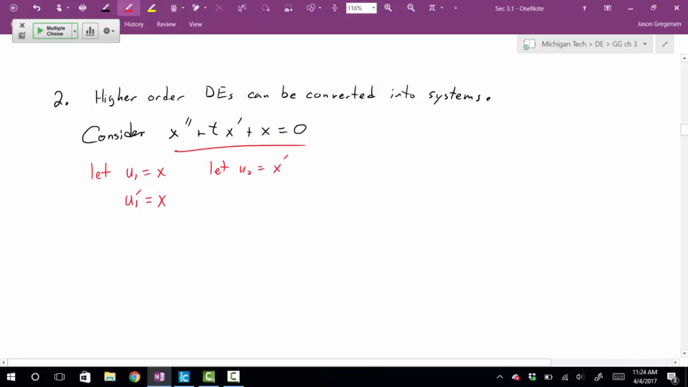Sort of. I'm going to stick with x prime. But x prime is equal to u2. If I calculate u2 prime, that should be equal to x double prime. Okay. Now I'm going to take my differential equation and I'm going to write it like this.